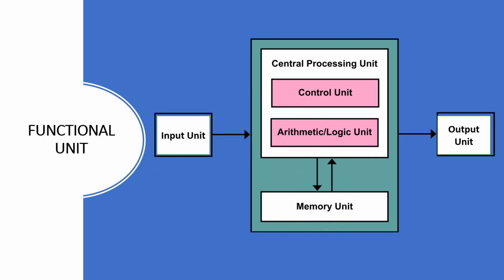Structure of the computer. The block diagram shows the structure of the computer. There are four functional units: input unit, central processing unit, memory unit, and output unit.